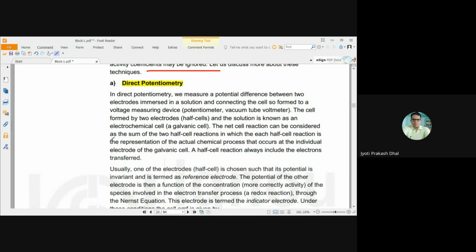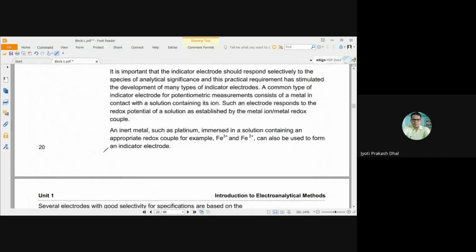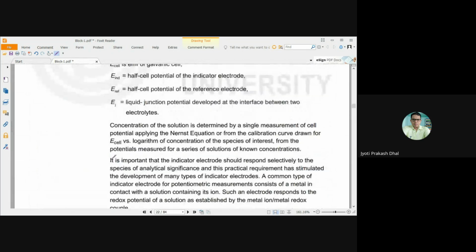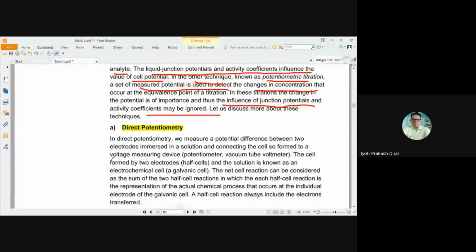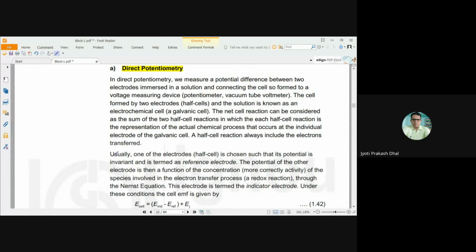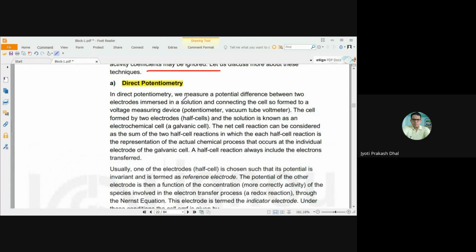So here these are the two different long questions. The first one is direct potentiometry and the second one is potentiometric titration. So these are two different 5-mark questions. So you see here, first we'll discuss the direct potentiometry.